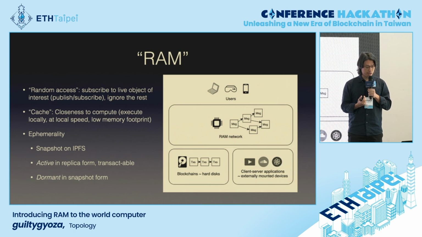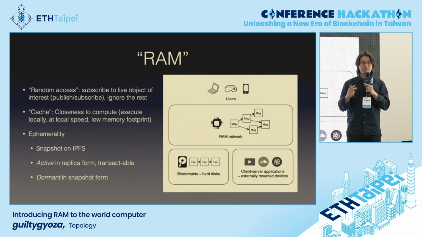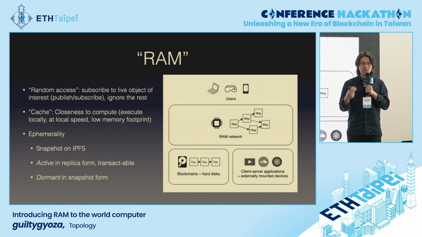Another property will be caching. Because these replicas operate locally, it is very close to compute. So that basically mirrors the idea of a RAM being very close to the CPU and having fast access time for the CPU. And the third property will be ephemerality. So we imagine these live objects, when no one is using them, will basically exist as a snapshot on IPFS. And when someone wants to use it, the snapshot will be rehydrated and become operating as a replica, synchronizing among replicas. So an object can be in active form, and it can also be in dormant form when it exists only in a snapshot.